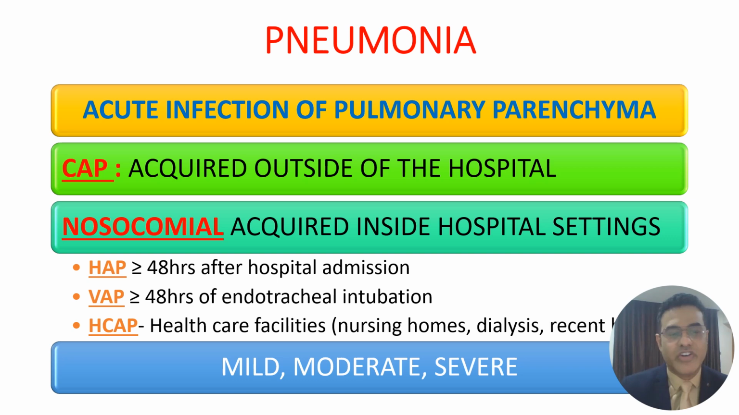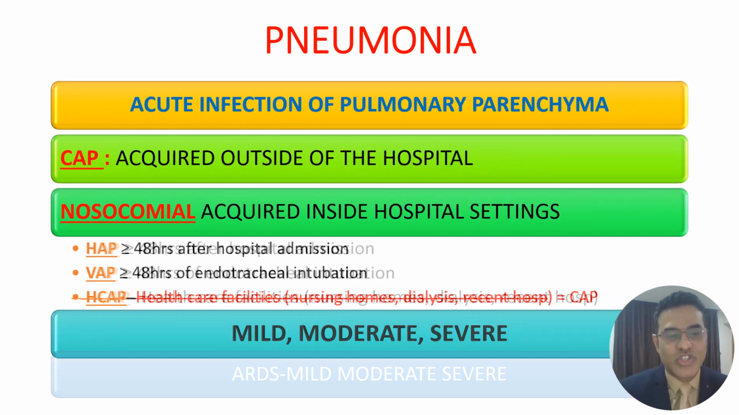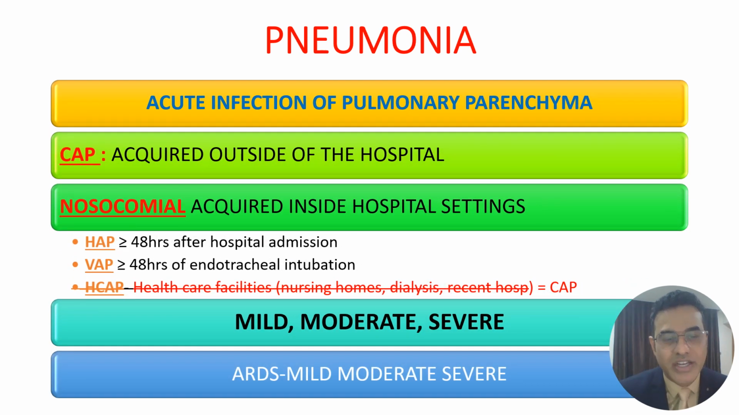Recently, they changed the term healthcare-associated pneumonia because of the overuse of broad spectrum antibiotics just because patients come from nursing homes or dialysis centers. So now they are classified the same as community-acquired pneumonia, to prevent misuse of broad spectrum antibiotics.